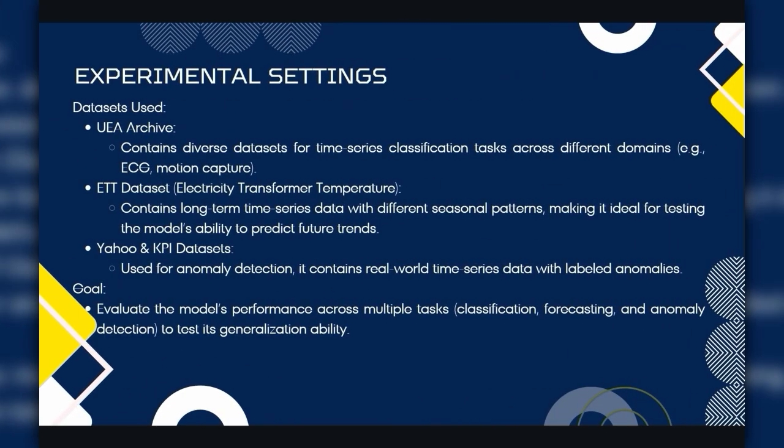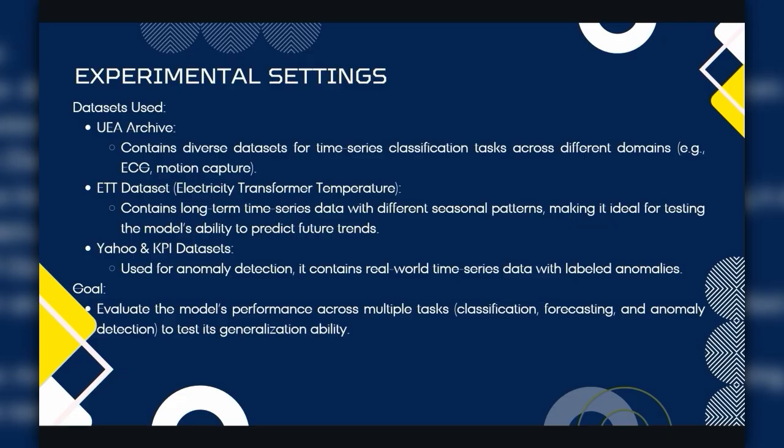To evaluate their model, they conducted extensive experiments across three downstream tasks: time series classification, forecasting, and anomaly detection. For classification, they used the UEA archive, which contains 30 multivariate time series datasets. They also used the human activity recognition dataset and a fault diagnosis dataset.